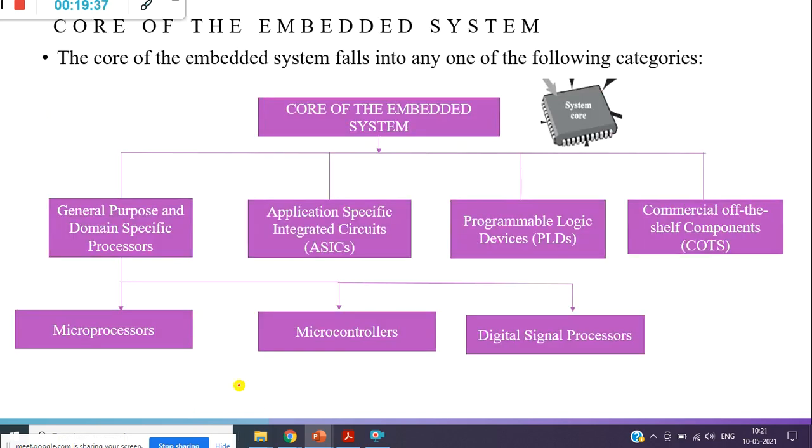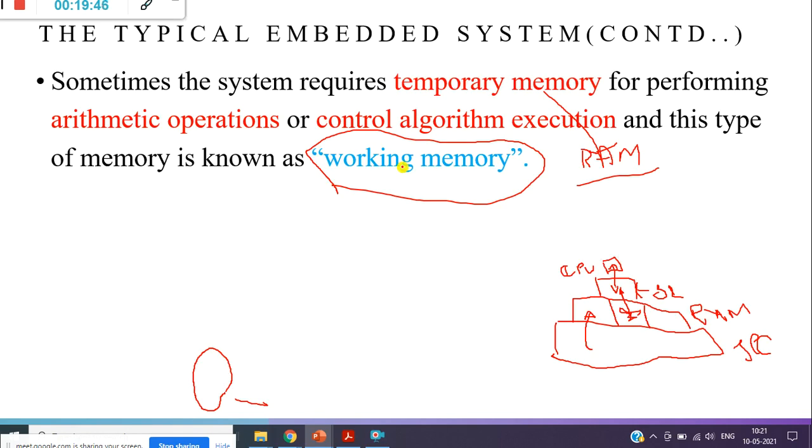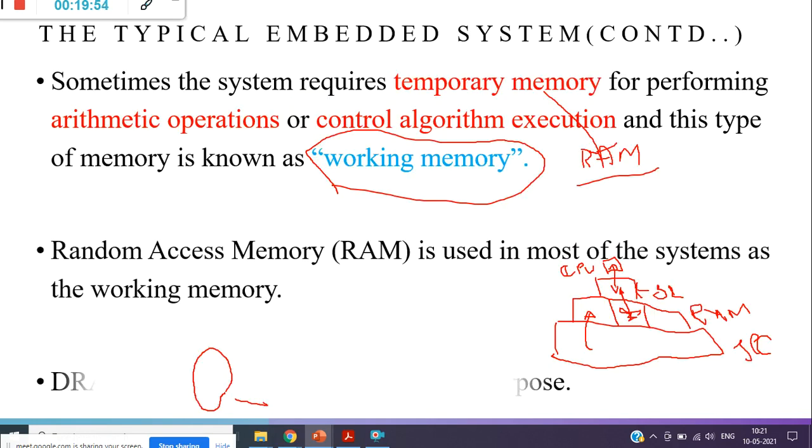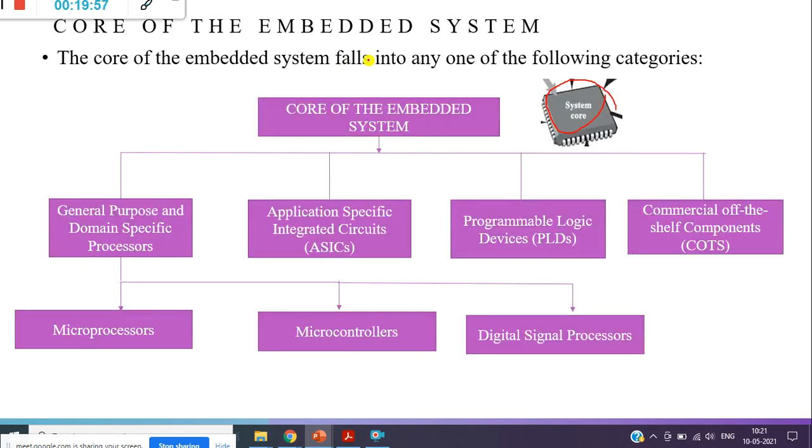Now, the next topic is the core of the embedded system. As I told you, I'll just show you what that is. We are discussing this particular core, the system core. The core of the embedded system falls into one of the following categories, on which the central core is built. If you examine any embedded system in real time, it is built on one of the cores mentioned here.